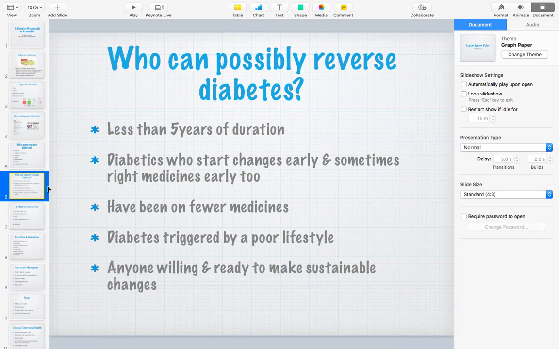Anybody who's willing and ready to make sustainable changes. What is the meaning of sustainable changes? No fad diets, no cutting out complete carbohydrates, no complete "ye nahi khana, woh nahi khana" and so on, you won't be able to sustain that. If you can't sustain the changes, then whatever sugars went down, they'll start to come up gradually.